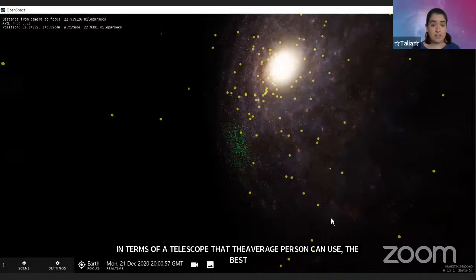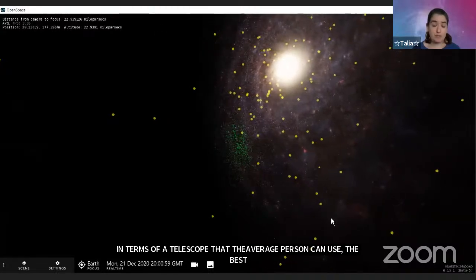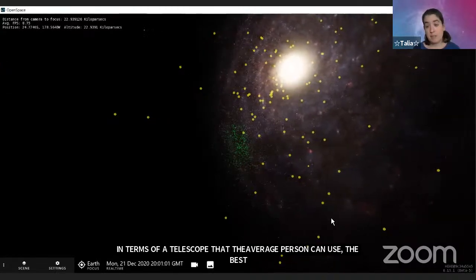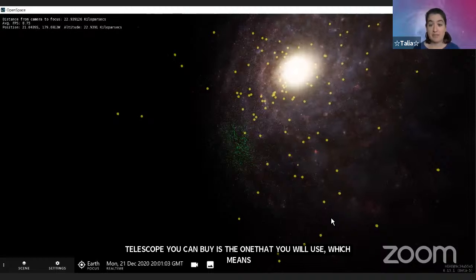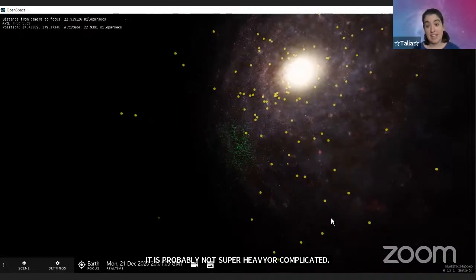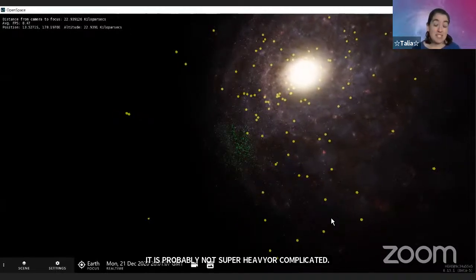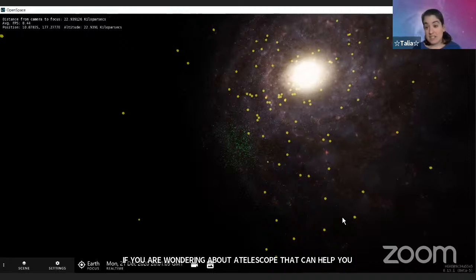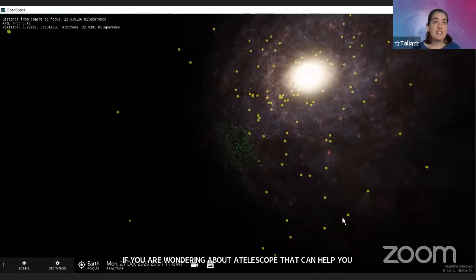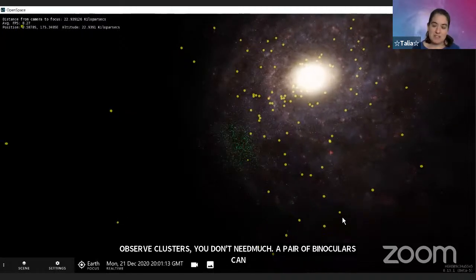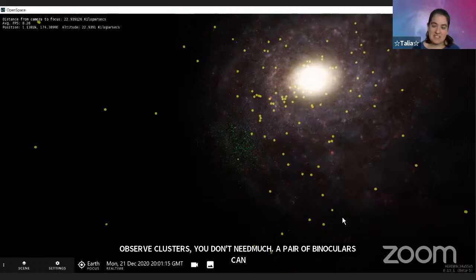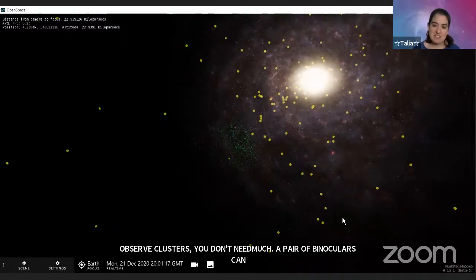If you're wondering about a telescope that can help you observe clusters, you don't need much. A pair of binoculars can help you find some of these globular clusters in the night sky. And like I said, the Pleiades and the Hyades you can see with your eyes. But that's my always guiding principle in terms of telling people how to look for a telescope: it's the one you're going to use.